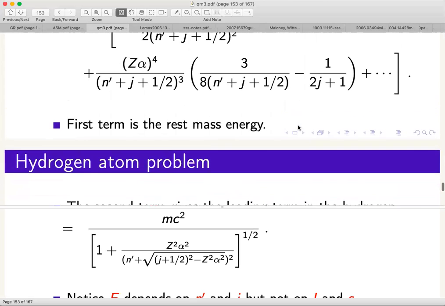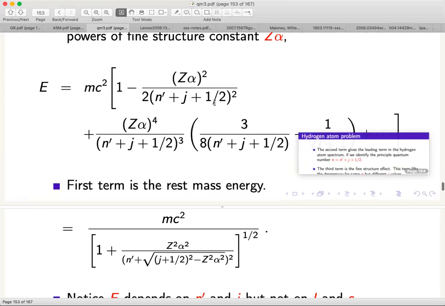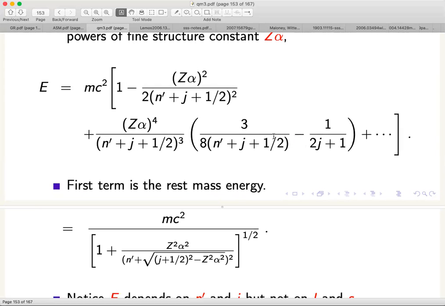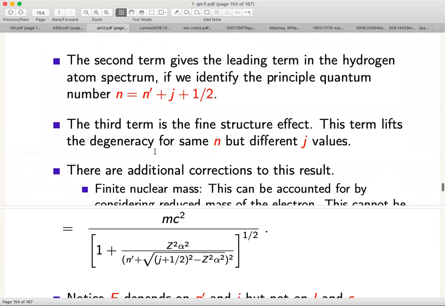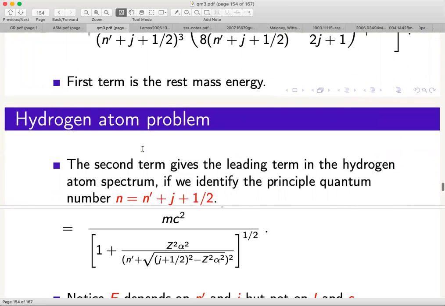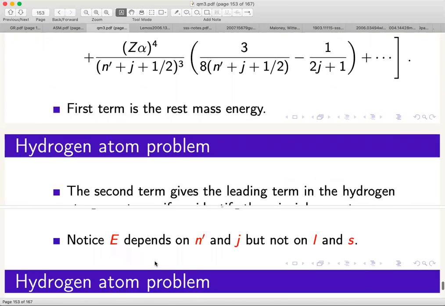Now n prime plus j plus half is not appearing only here, it is appearing at all kinds of places. So all these places we will replace n prime plus j plus half by the principal quantum number, which is n. Fine. Now the third term, yes, I can probably scroll this down.